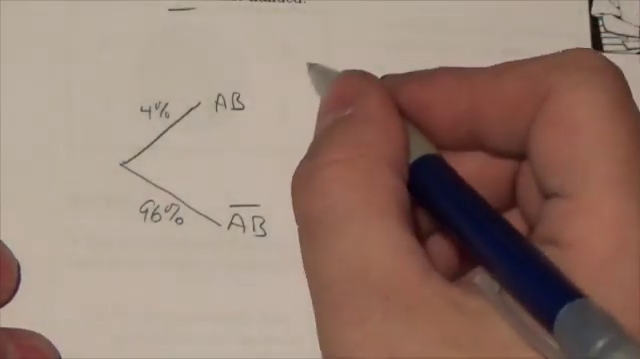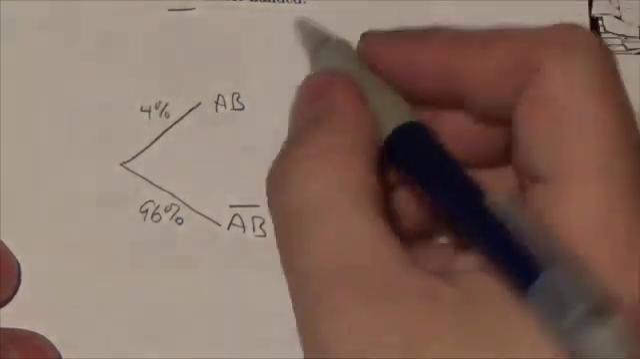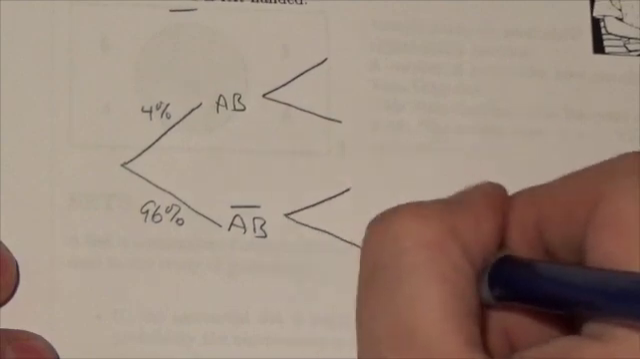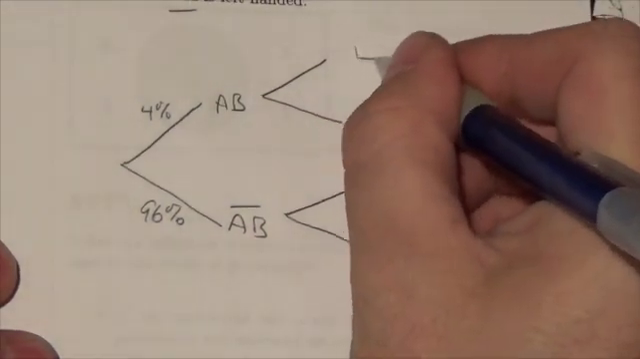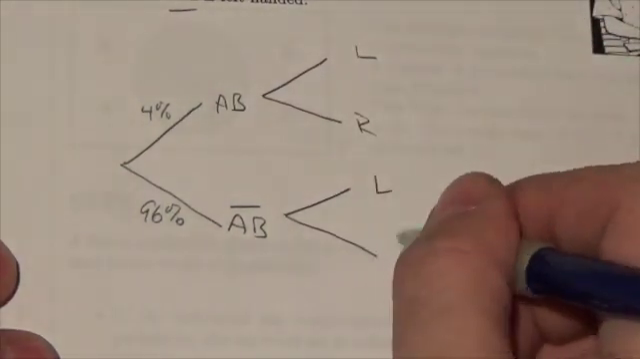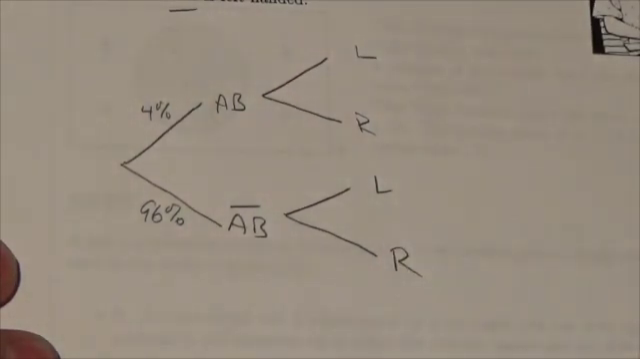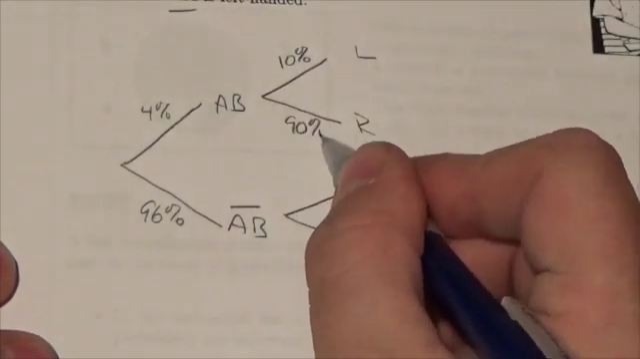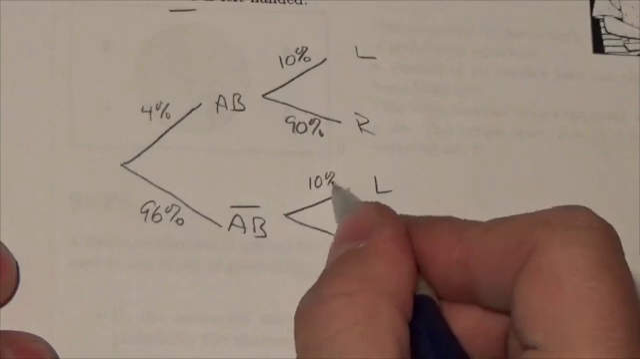So the next thing that we're going to do here, the next branching, deals with handedness. So let's say that we're talking left hand, right hand, left hand, right hand. Now it says that 10% of the population is left-handed. So that's 10% here, which means that would be 90% here, 10% here, 90% here.